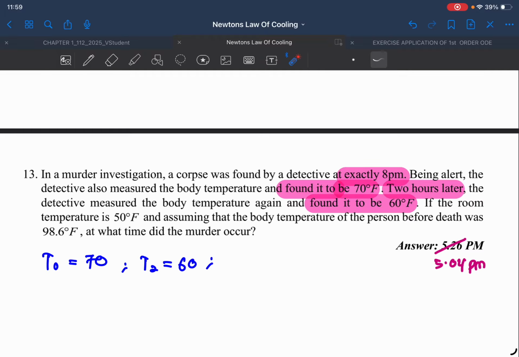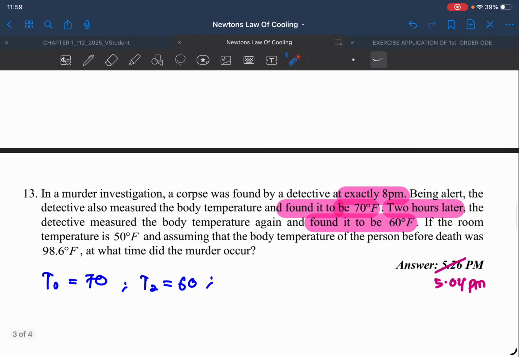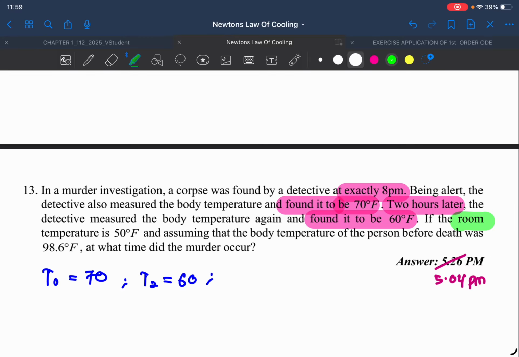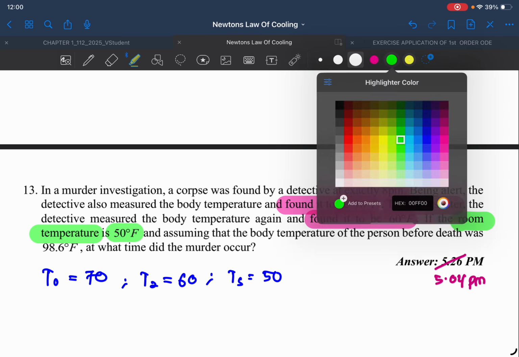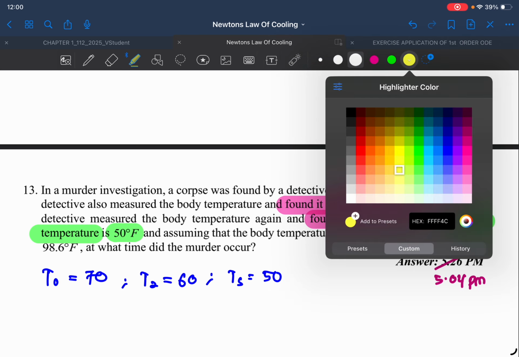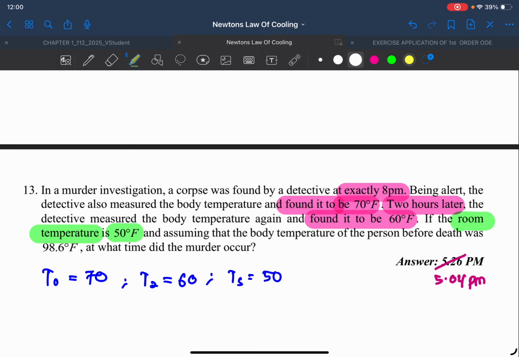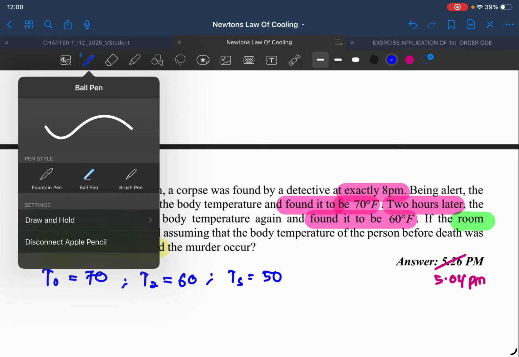Now you want to know the room temperature. The room temperature is 50, so TS is equal to 50. By assuming the body temperature of the person before death was 98.6, what is the time of the murder? So now we want to know what time the murder happened, whereby our normal temperature is 98.6.